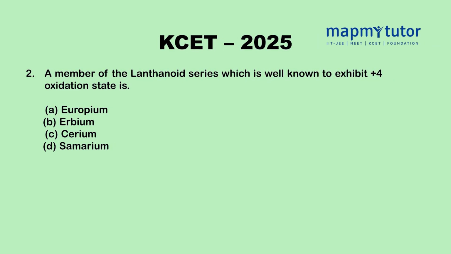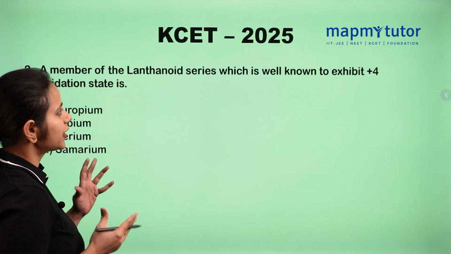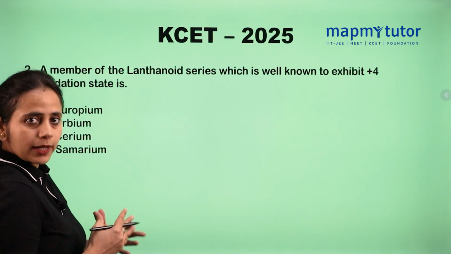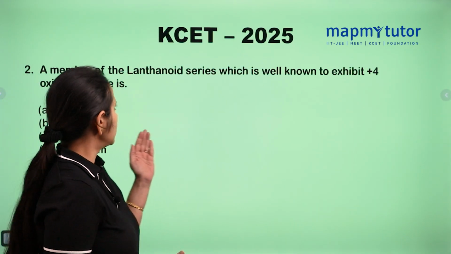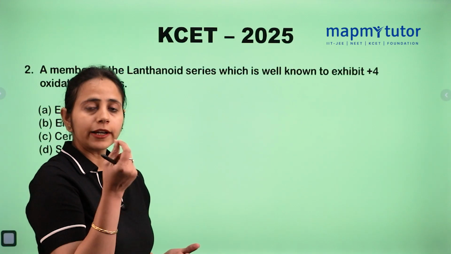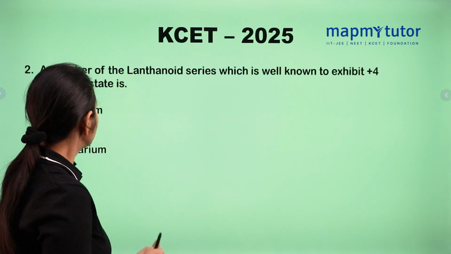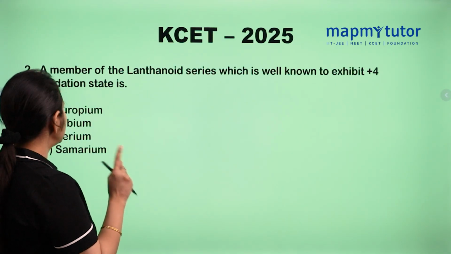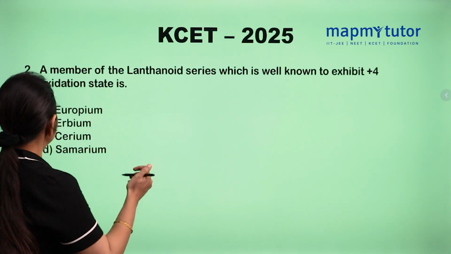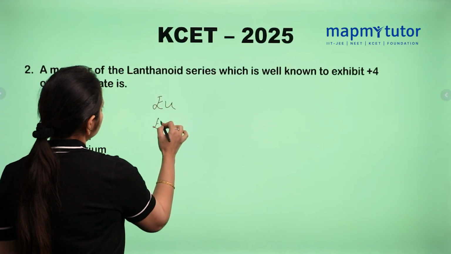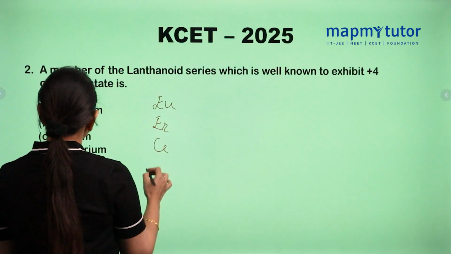A member of the lanthanide series which is well known to exhibit +4 oxidation state. See, this is a very important question, and usually this type of question comes in all the entrance exams, where you need to know the electronic configuration of all the lanthanide and actinide series. So to solve this question, we need to know the electronic configuration. Let's start with europium, erbium, cerium, and samarium.